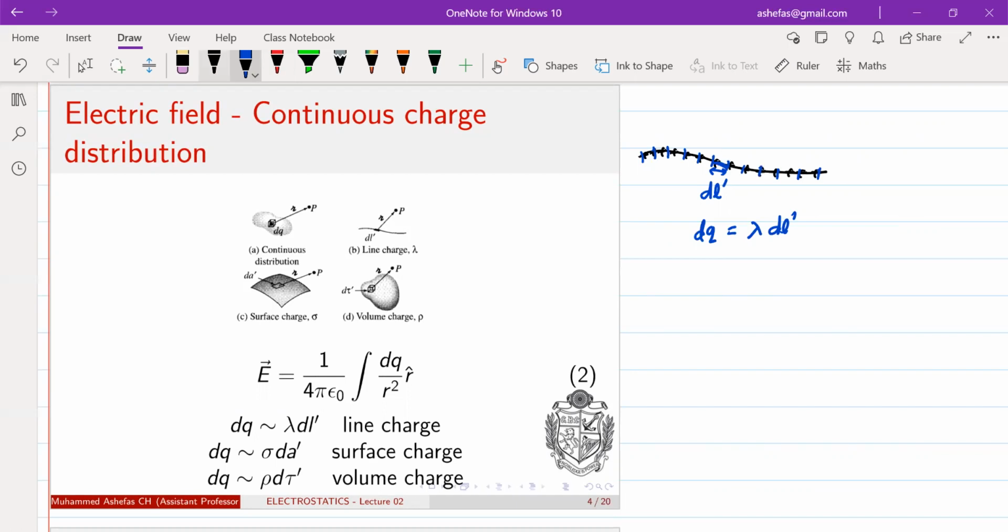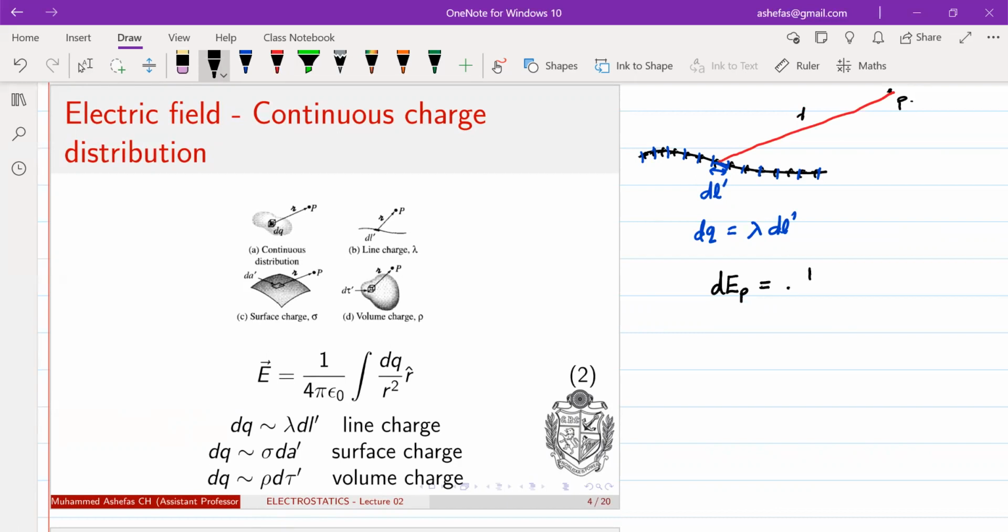Now, if we have some field point somewhere here, and the distance from the charge to the field point we denote by the symbol small r, then due to this infinitesimal line charge dl prime or dq, the amount of electric field at point P we can denote by the symbol dE at point P.